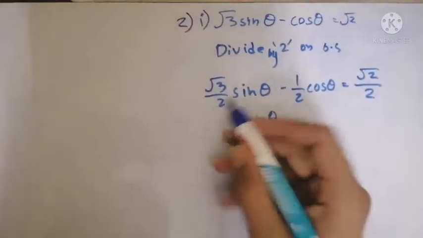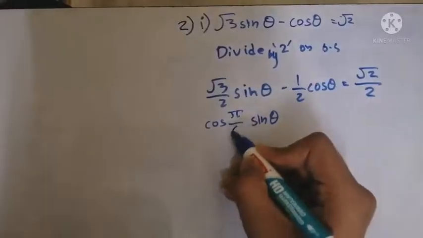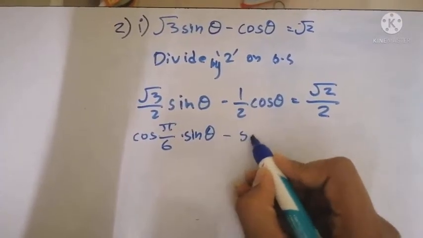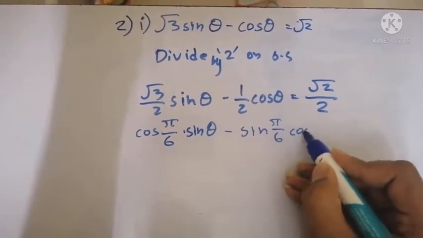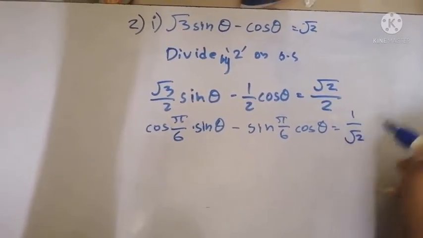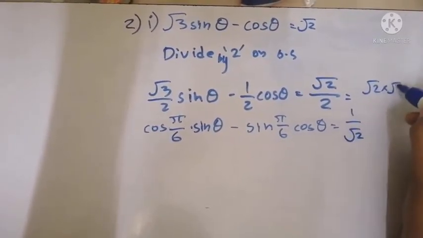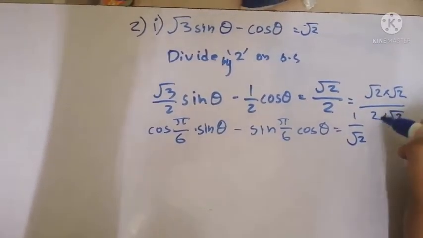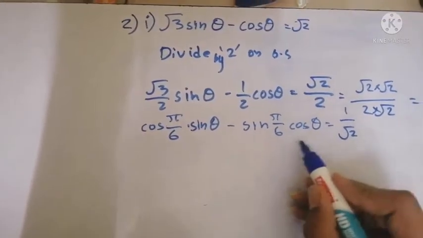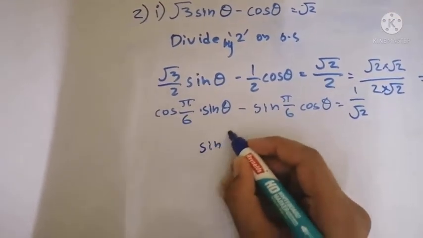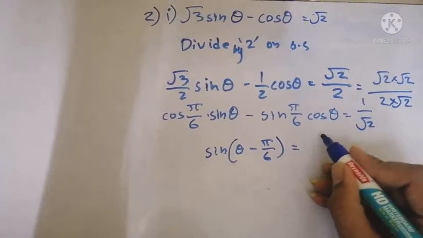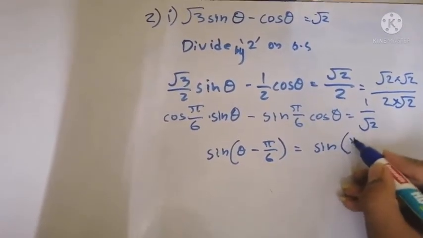Sorry. We can write cos pi by 6 is equal to root 3 by 2, because we will get sin theta minus sin pi by 6 into cos theta is equal to, so it is in the form of 1 by root 2. For simplification, let us multiply and divide by root 2. So now it's 2 by 2 root 2. The 2 gets cancelled, equal to 1 by root 2. So it is in the form of sin of theta minus pi by 6 is equal to sin pi by 4.